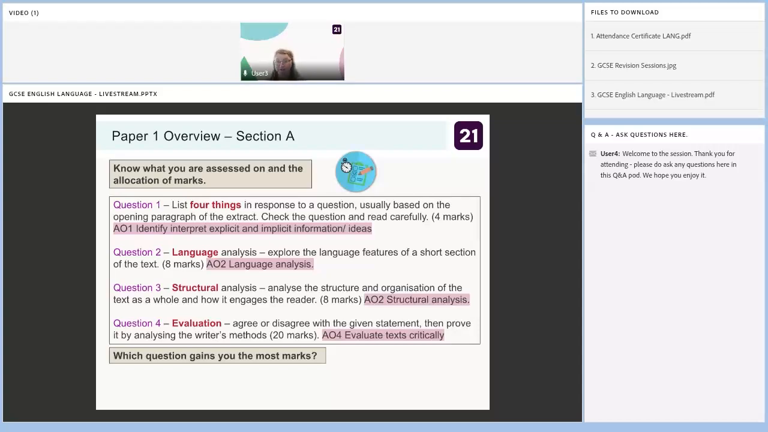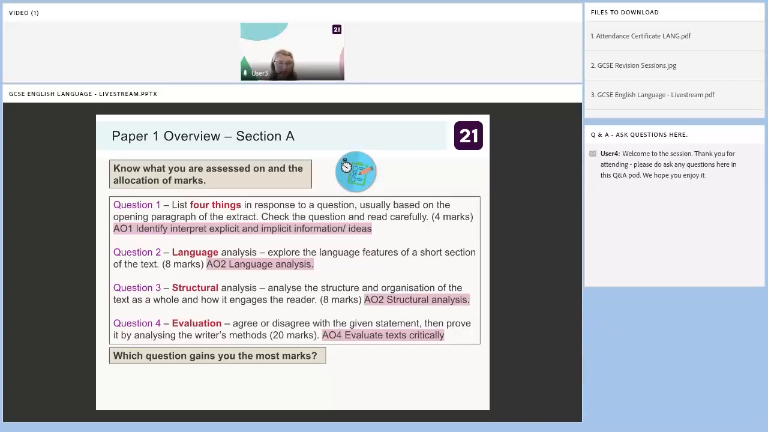Paper 1 is on Friday, and what we have in front of you here is a quick overview. There are 4 reading questions, and they each have their own number of marks. What I would like you to think about is which question gains you the most marks.